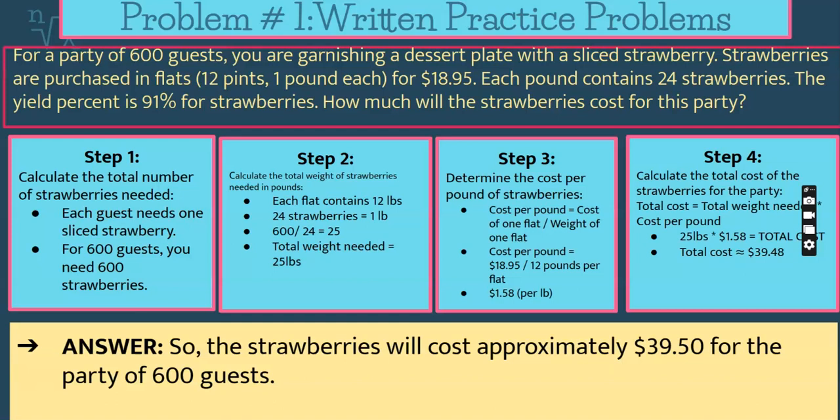Now, obviously, you're probably thinking, if each flat is 12 pounds and we need 25, we're going to need at least 2 flats and then some of another one. So you really need to buy 3, but they want you to be exact by the pound. That's why we're not accounting for the 3 flats, if anyone was thinking like that. Hopefully that was helpful.